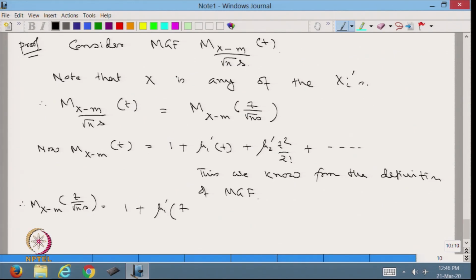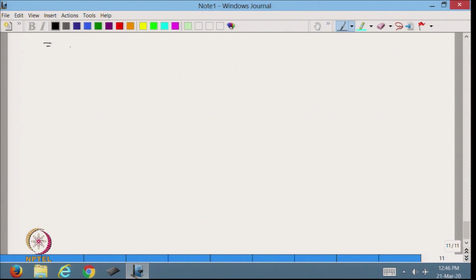Therefore, M x minus m at t over root over n s is equal to 1 plus mu 1 prime t over root over n s plus mu 2 prime t square upon n s square into 2 plus mu 3 prime t cube upon factorial 3 root over n s whole cube, like that, which is equal to 1 plus t root over n s mu 1 prime plus t square upon n s square factorial 2 mu 2 prime plus higher powers of t.